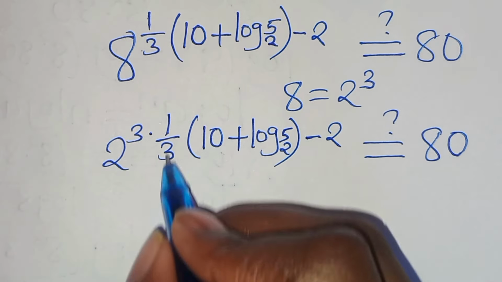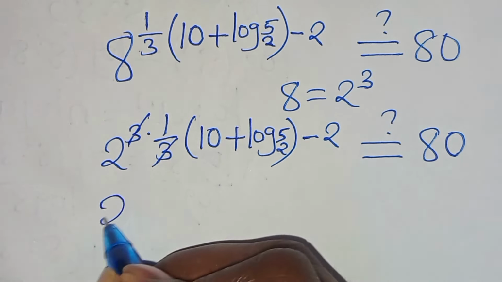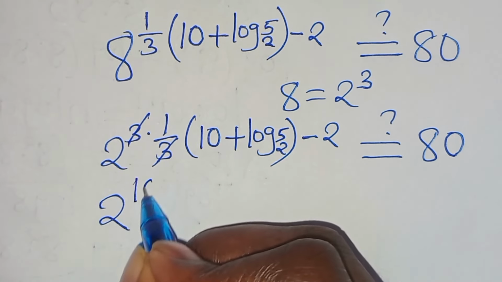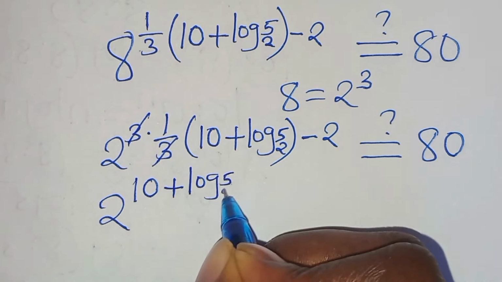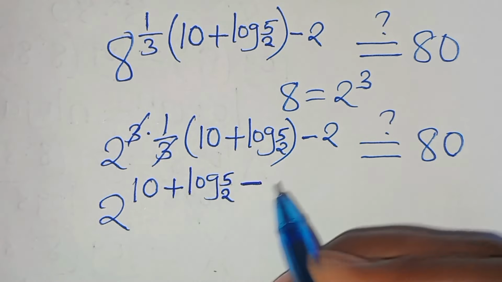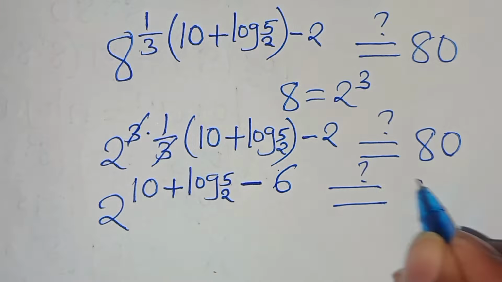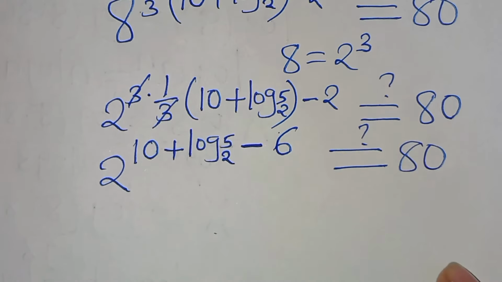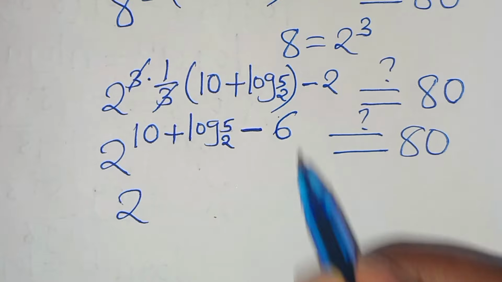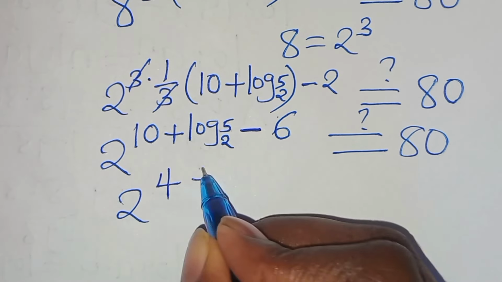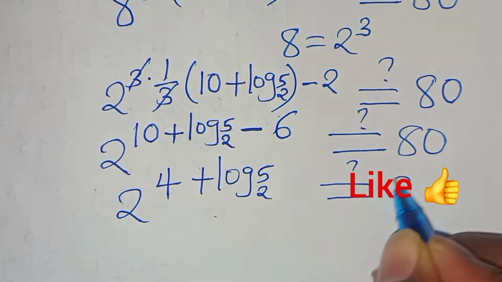Now let's simplify here. Now we have 3 and 3 here simplifies, so that now we have 2 to the power of 10 plus log 5 to base 2. Then subtract, we have 3 times 2, which is equal to 6. This is supposed to give us a value of 80. Now, we have 2 to the power of 10 minus 6. This is the same thing as 4. Then plus log 5 to base 2. This is supposed to give us a value of 80.